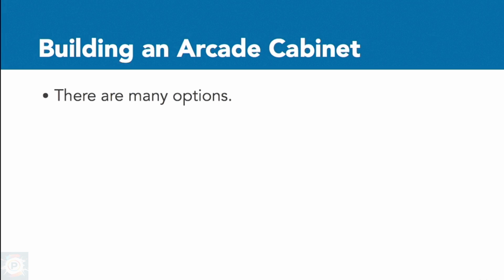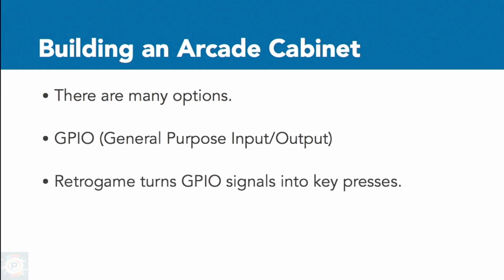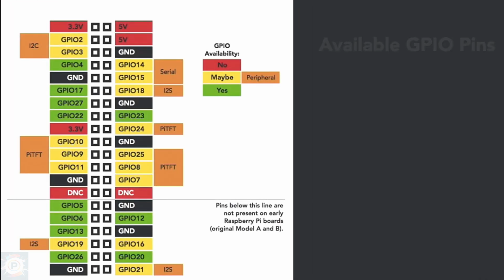The method I'll cover in this video is a fairly simple one, requiring only some wire, the controls themselves, and some means of mounting them. This setup uses the Raspberry Pi's GPIO headers, or General Purpose Input and Output headers, to connect the joystick and buttons. A piece of software called RetroGame then runs on the Raspberry Pi, allowing signals on those GPIO headers to be interpreted as virtual keyboard buttons being pressed.